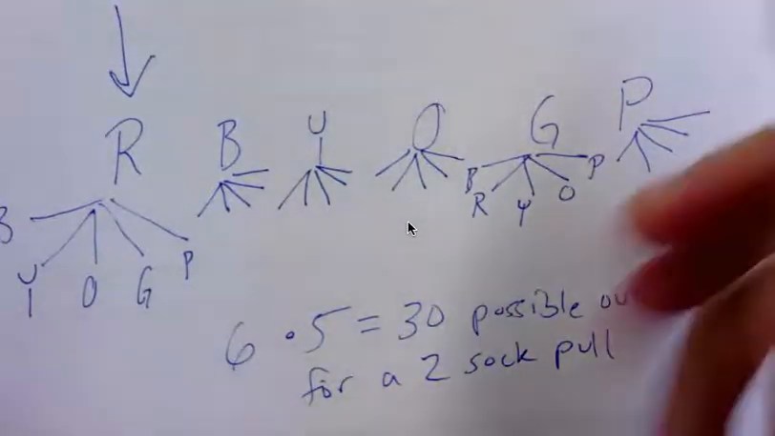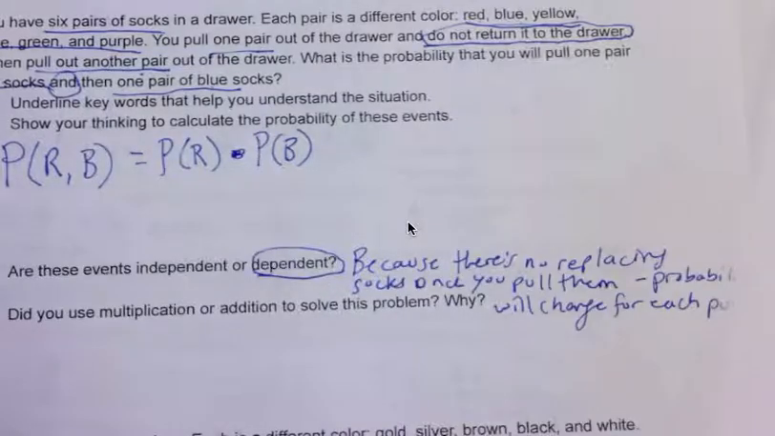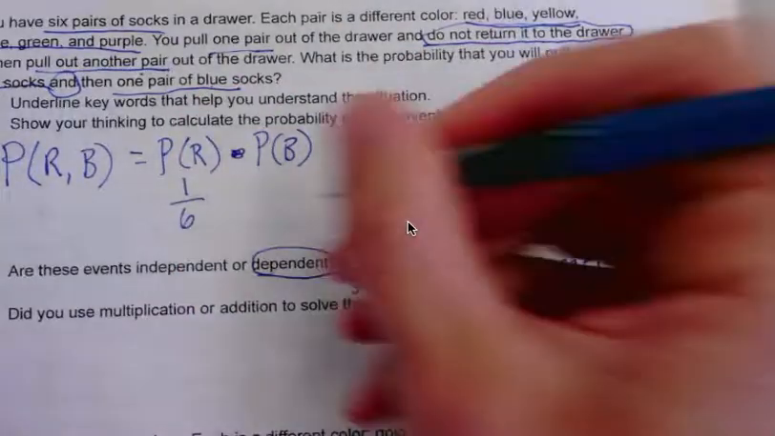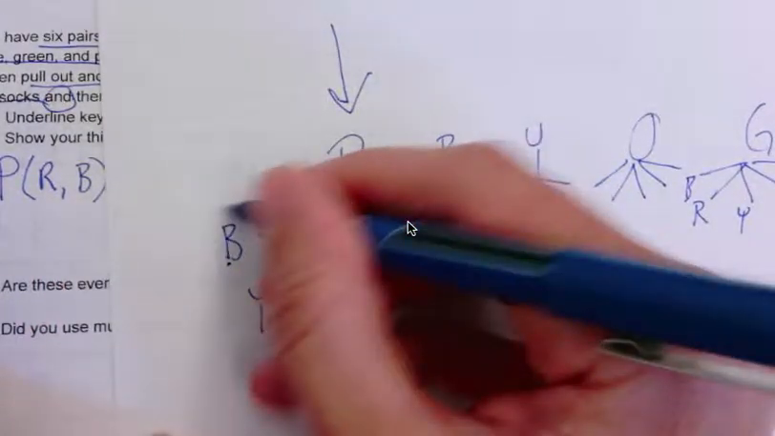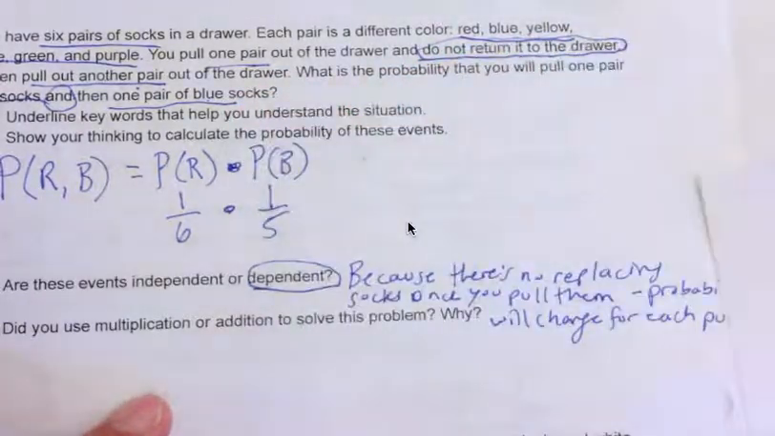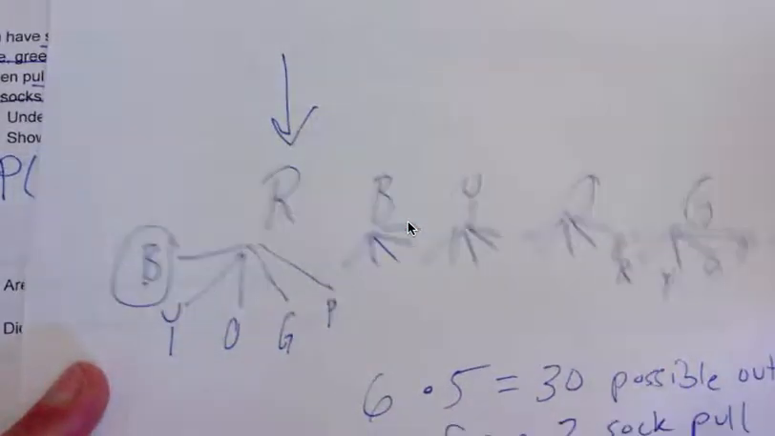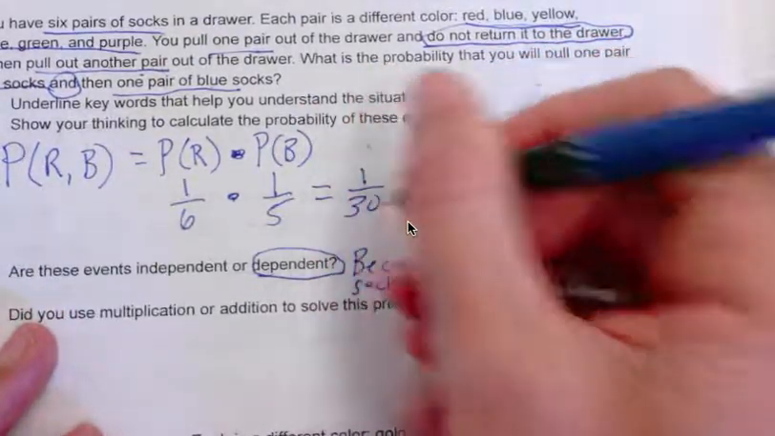And what's the chance that I get red first? That would be 1 out of 6 possible outcomes. And then after that, there's only 5 possible socks that remain in the drawer, so it's just 1 in 5 chance that I get a blue sock. So if I multiply and I find a fifth of a sixth, well, that's going to be out of 30 total outcomes, 1 out of 30 possible outcomes.